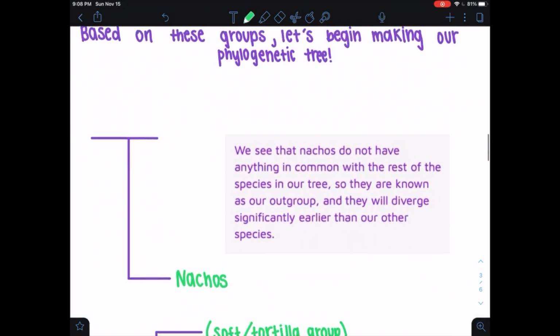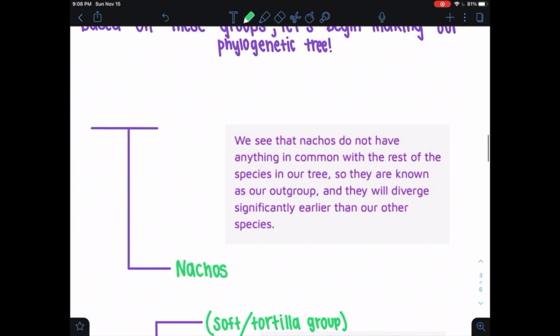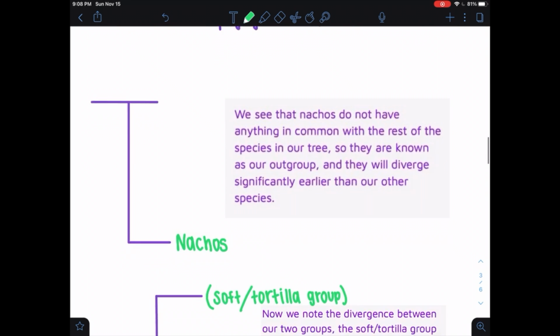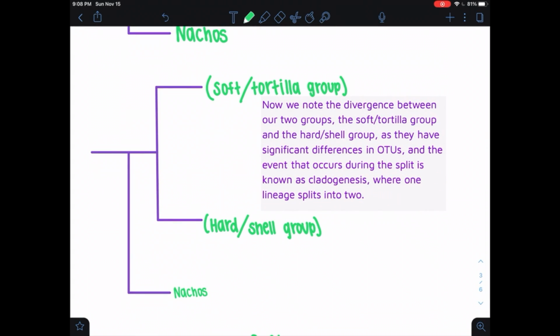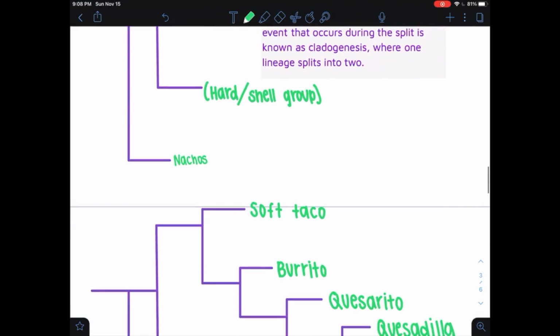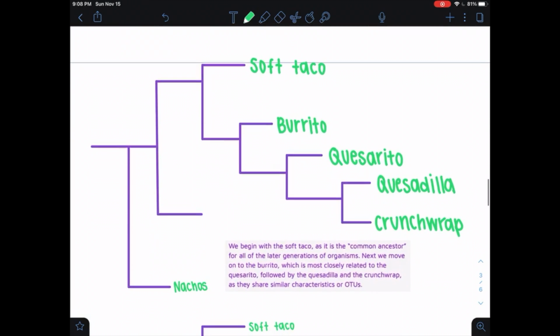Based off of our first grouping, we have identified our outgroup to be nachos. We see that nachos do not have anything in common with the rest of the species in our tree, so they are known as our outgroup, and they will diverge significantly earlier than our other species. Now we note the divergence between our two groups, the soft/tortilla group and the hard/shell group, as they have significant differences in OTUs, and the event that occurs during the split is known as cladogenesis, where one lineage splits into two.